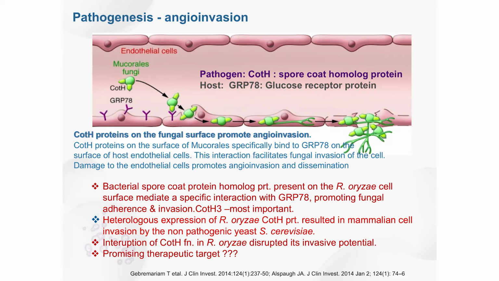And they also studied that the heterologous expression of the Rhizopus COT-H protein resulted in the endothelial cell invasion by using the normal yeast, Saccharomyces cerevisiae. And also, they found that the interruption of the COT-H function in Rhizopus decreased the invasion of the endothelial cells. So this is something that I just give you.